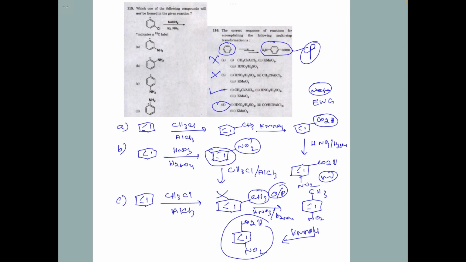Option D, they have given at first nitration takes place followed by carbonylation with CO and HCl with aluminum chloride. This reaction is not feasible for this synthesis of 4-nitrobenzoic acid. Hence option C is the correct answer.